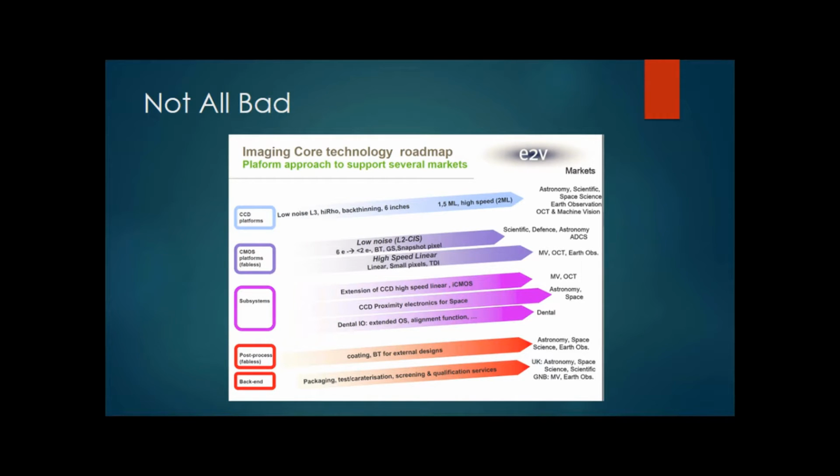They also make scientific grade CMOS platforms. So there are actually astronomy cameras being made today on the CMOS platform by E2V. So in some ways, we're already there.